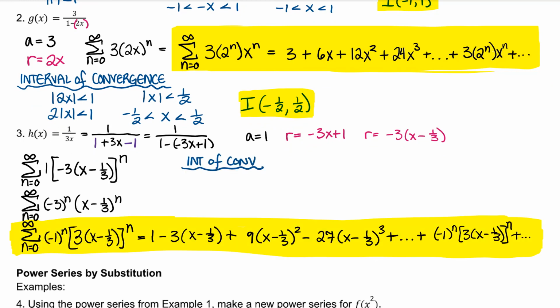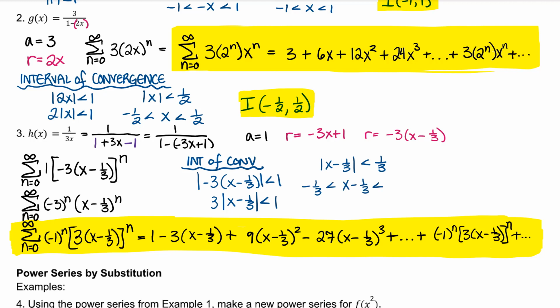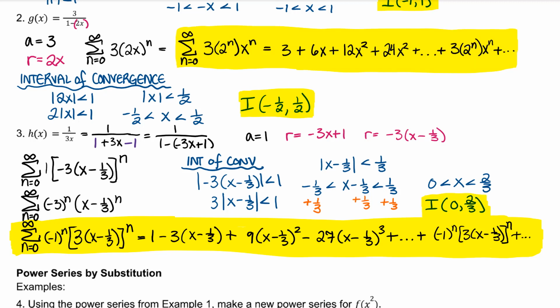And now to find the interval of convergence. The absolute value of r must be less than 1. I can take the absolute value of -3 separately since it's a product, so that would be 3 times the absolute value of x minus 1/3. Then I'll divide by 3 on both sides. Now I can rewrite as a compound inequality and add 1/3 in all 3 sections. That makes our interval of convergence 0 to 2/3.